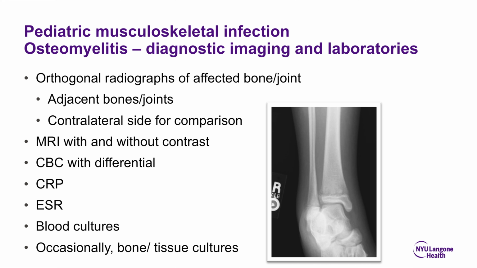In terms of additional diagnostic imaging and labs, we usually start with x-rays. We consider x-raying not only the affected but also the adjacent bones, and then a contralateral side may be helpful for comparison purposes. An MRI with and without contrast I do think is still going to be your test answer, although our MRI imaging capabilities do continue to improve. We like to do this early when we're concerned about osteomyelitis. And then labs: CBC with diff, a CRP, an ESR, and blood culture, and occasionally a bone or tissue culture is requested, usually by the ID team if we're concerned about a child who's not improving or they really want to tailor antibiotic treatment.